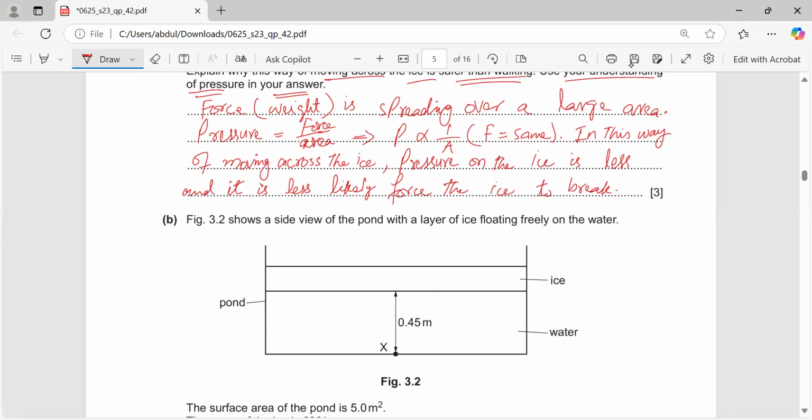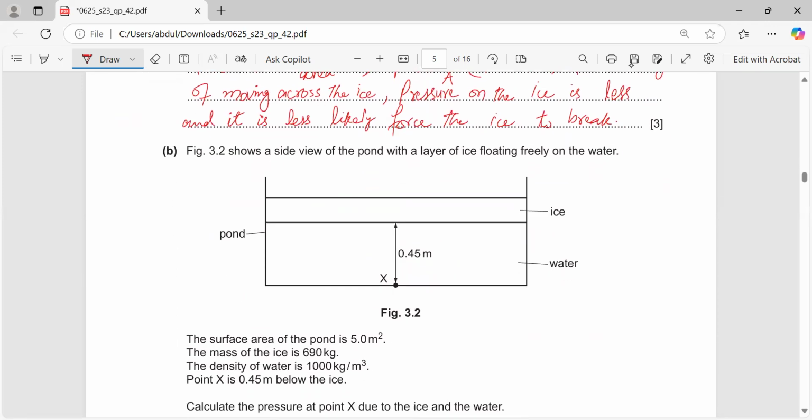Now next is, my dear friends, first time this sort of question is there. Otherwise we are talking about total pressure, pressure of the atmosphere and the pressure of the liquid, but here is the pressure of the solid plus the pressure of the liquid. Anyhow, figure shows the side view of a pond with a layer of ice floating freely on the water. So up there is a layer of ice and below there is water, and this is always there on even the frozen lakes, frozen rivers, frozen oceans.